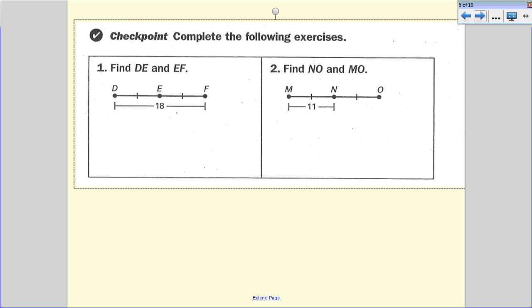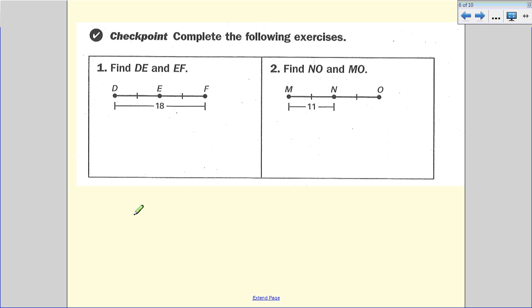Checkpoint. Please pause and answer these questions. But I need to find DE, and then I need to find EF. This tells me that they are congruent with those marks there. So I know that this is congruent to this. And so if 18 is the whole segment, I'm going to take 18 divided by 2, and that equals 9. And then EF also equals 9.